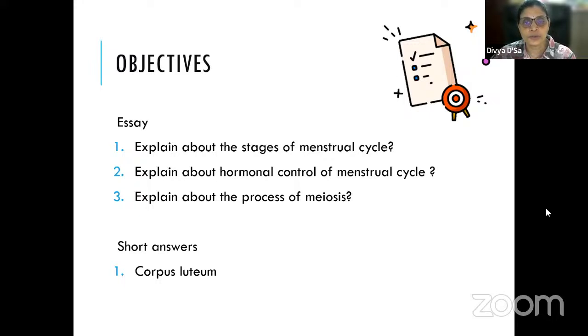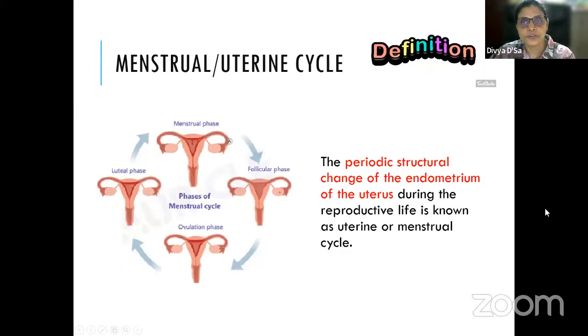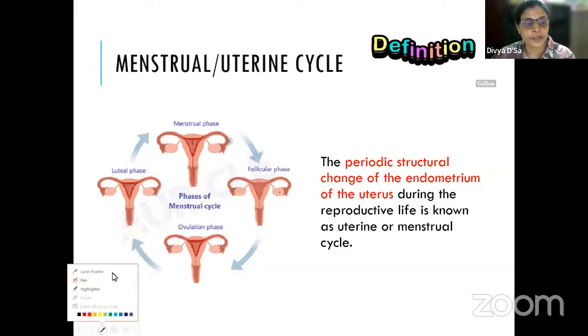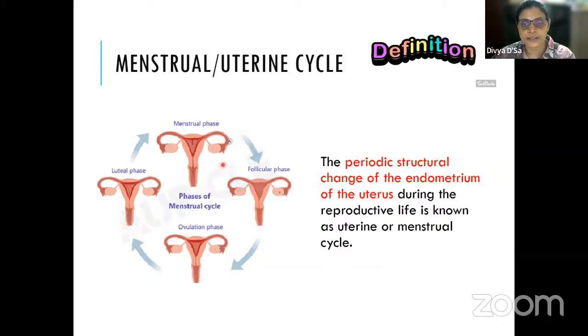So first coming to the menstrual cycle. First is the definition of menstrual cycle. So what is the definition? It's the periodic structural change of the endometrium of the uterus, we call it as the menstrual cycle. This periodic structural change occurs during the reproductive life. So this is known as menstrual or otherwise uterine cycle.